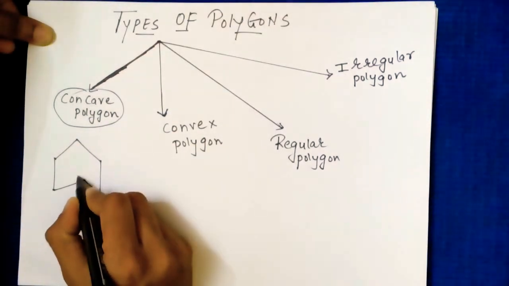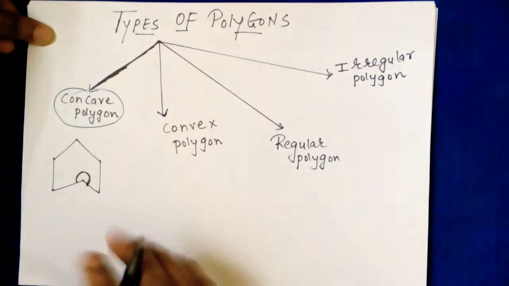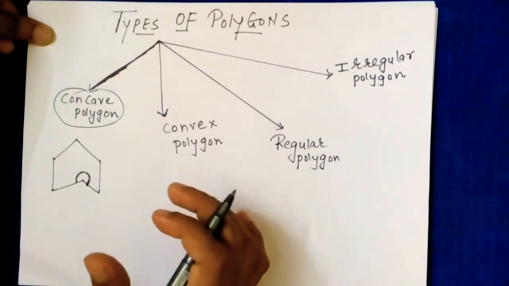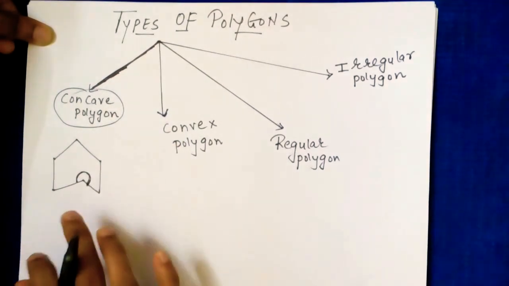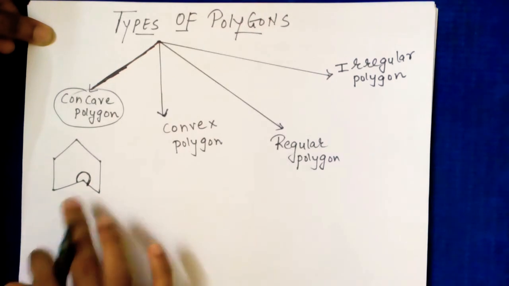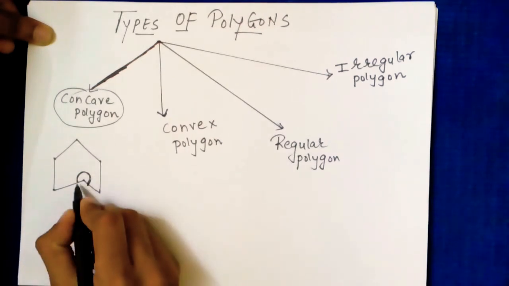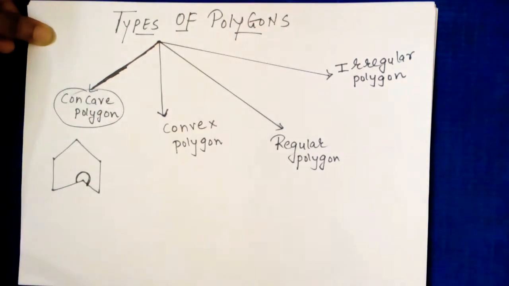So if you see, this angle is more than 180 degree. So at least one angle should be more than 180 degree. Then such polygons are called concave polygon. So this is one example of concave polygon. Here one angle is more than 180 degree. This one angle, you can see this part, it is more than 180 degree. So this is one example of concave polygon.